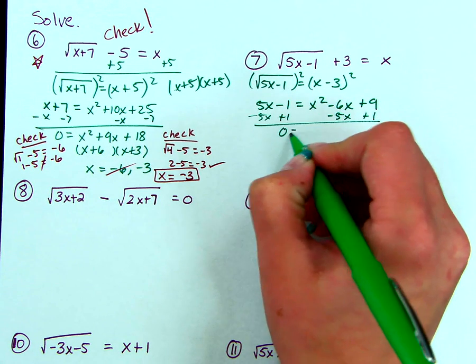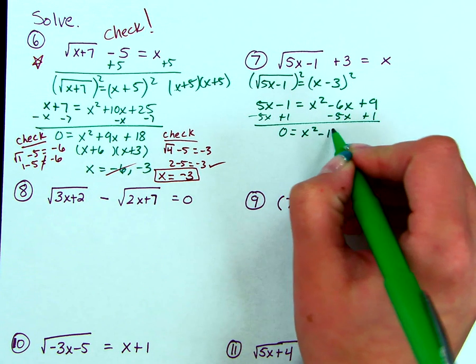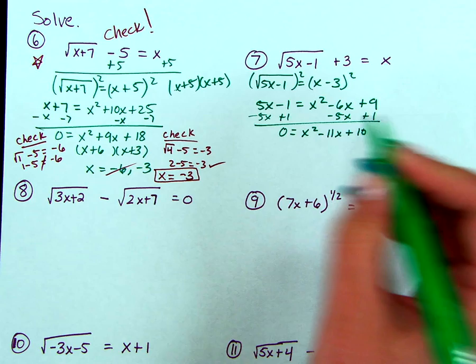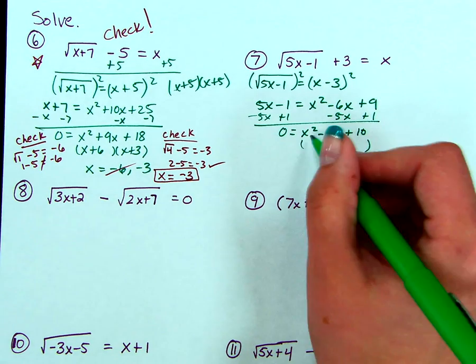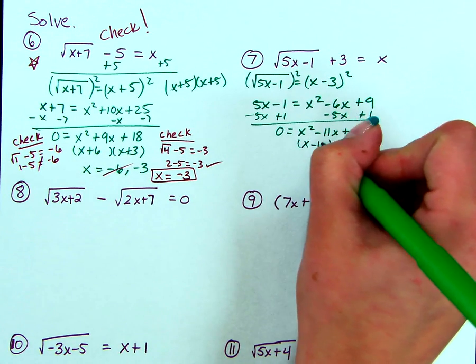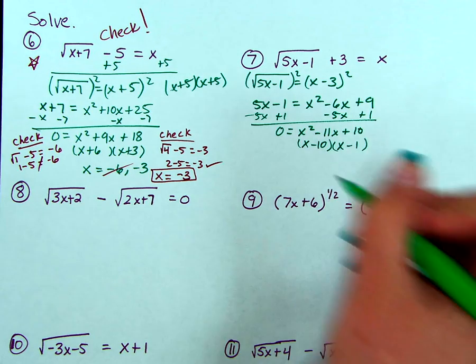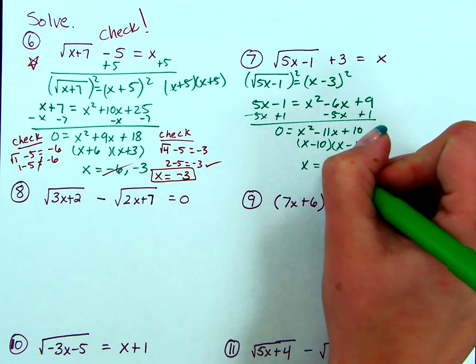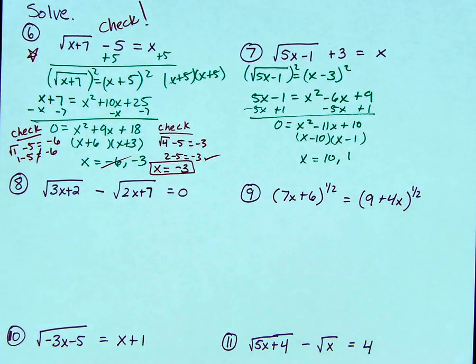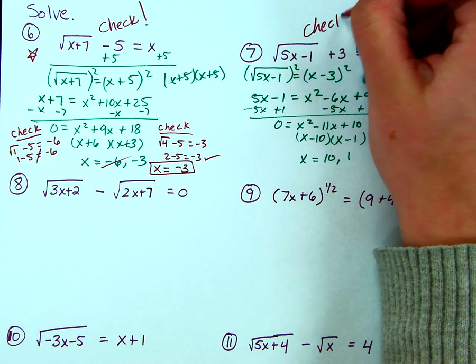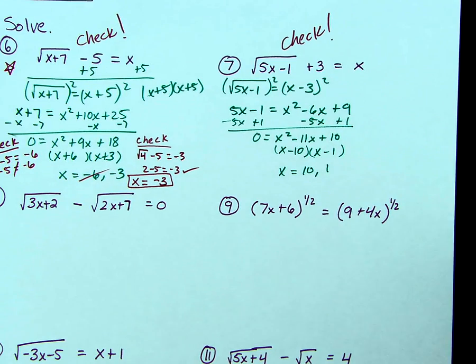So we'll have 0 equals x squared minus 11x plus 10. And then we need to factor. Two numbers that multiply to be 10 and add to be negative 11 will be x minus 10 and x minus 1. So our two possible answers are going to be positive 10 and positive 1. Once we have that figured out, we have to check to make sure that both answers work.